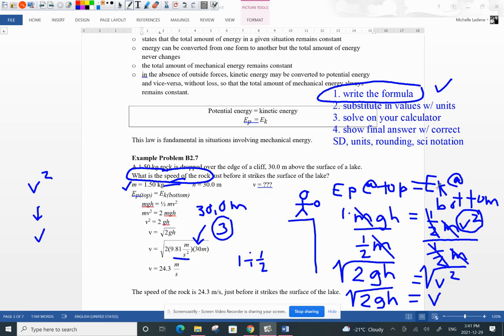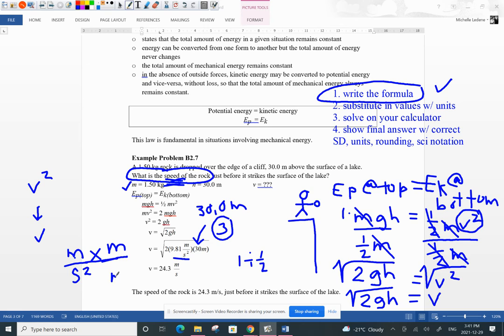Potential at the top is equal to kinetic at the bottom, and then start substituting in and rearranging to solve for the speed of the rock, v. Substitute in your values, so 2 times 9.81 meters per second squared times 30.0 meters. So what happens here?